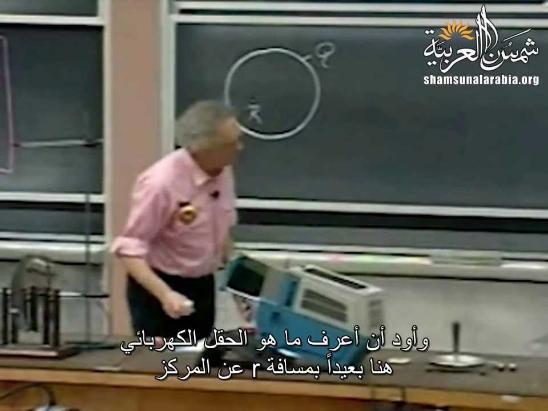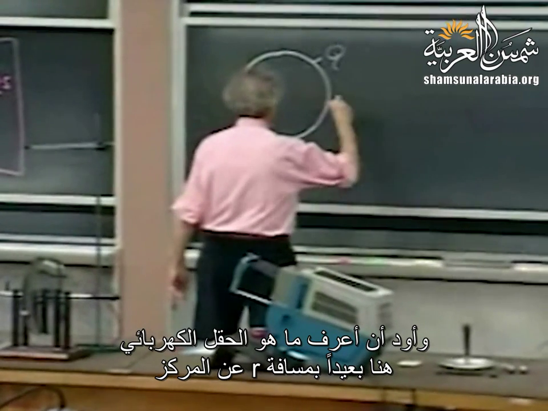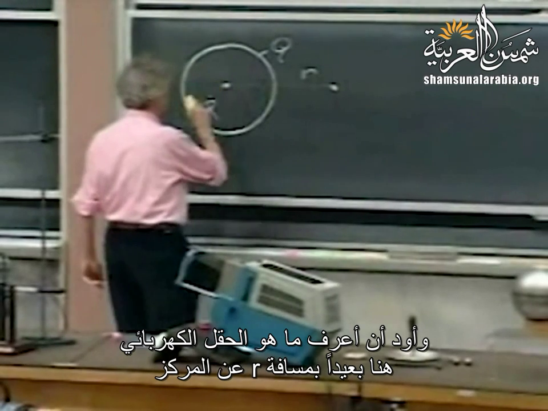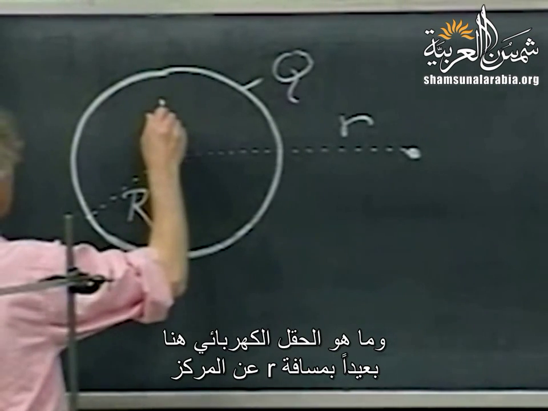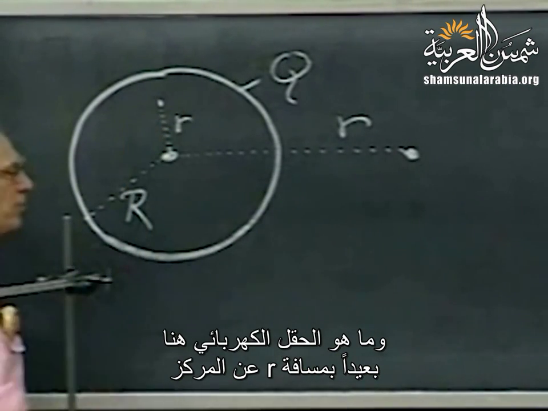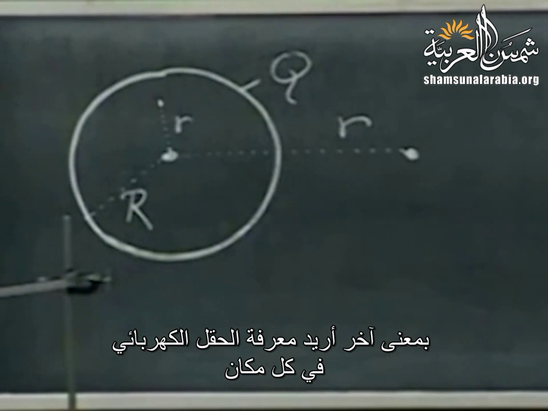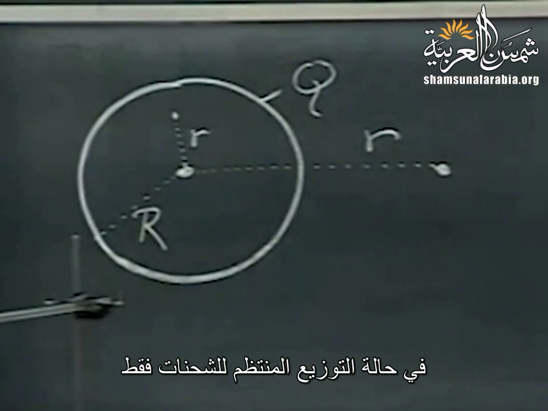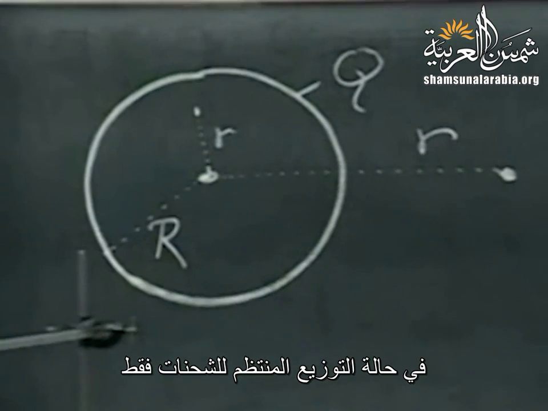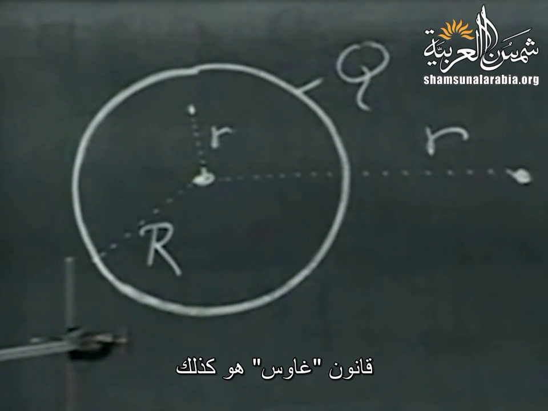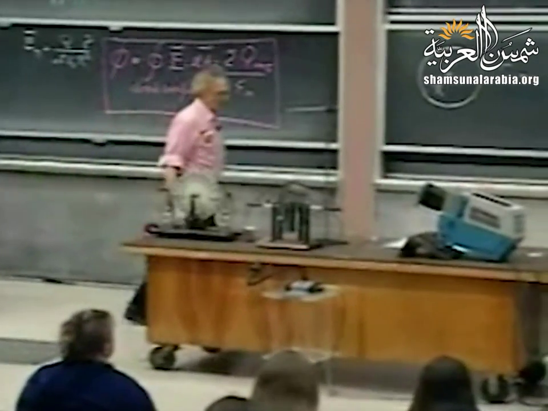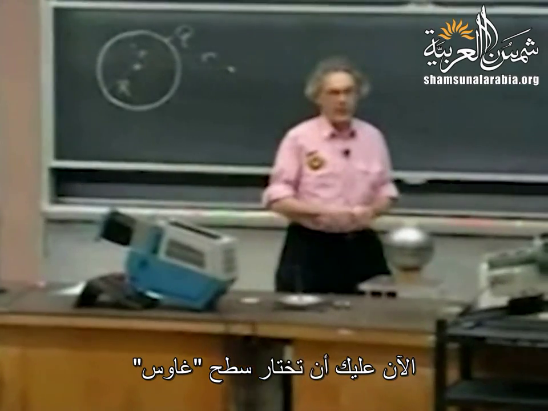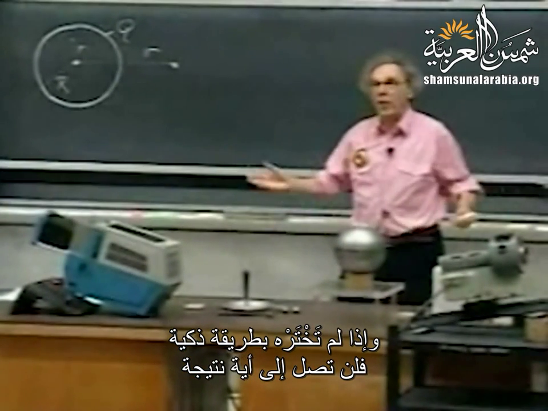And I would like to know now, what is the electric field here at a distance r from the center, and what is the electric field here at a distance r from the center. In other words, I want to know what is the electric field everywhere in space, just due to this uniformly charged sphere. And with Gauss's law, it just goes like that. You now have to choose your Gauss surface. And if you don't choose it in a clever way, you get nowhere.